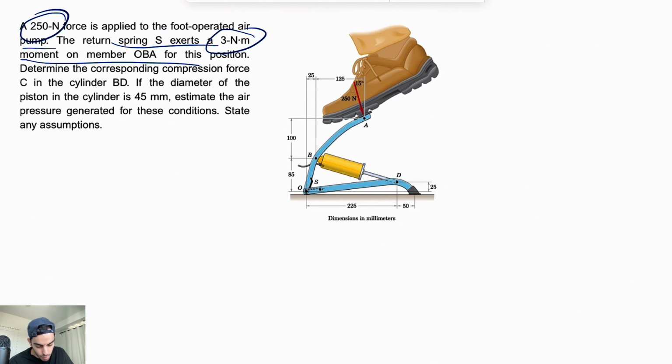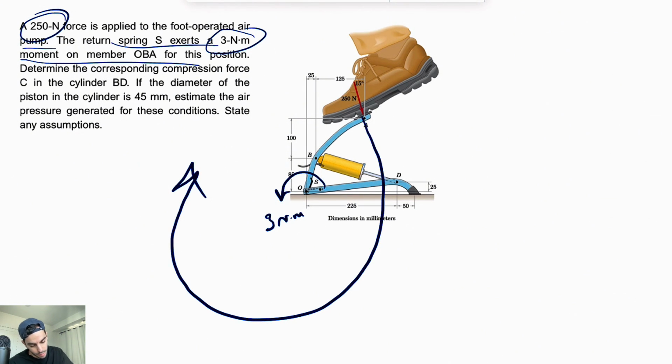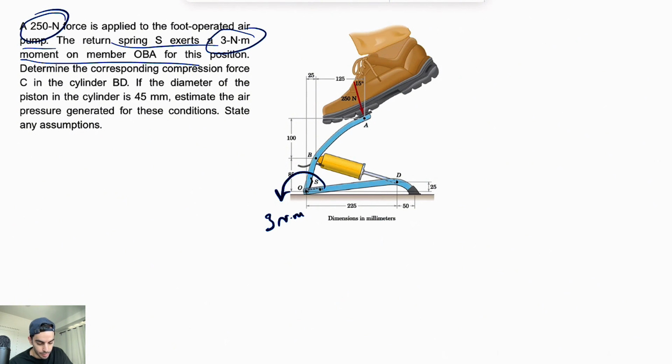So we have a moment in this direction which is 3 Newton meter, and obviously this is going to turn this system in this direction when the foot is exerting the pressure at this point. It's trying to do the moment about this point. So the spring is obviously resisting that moment, so it has to be in the opposite direction, which is counterclockwise.